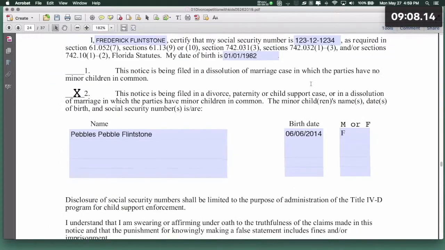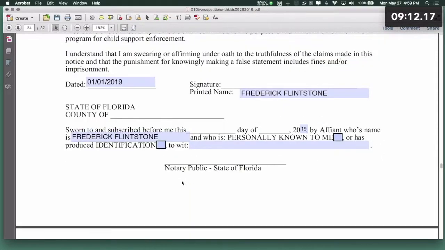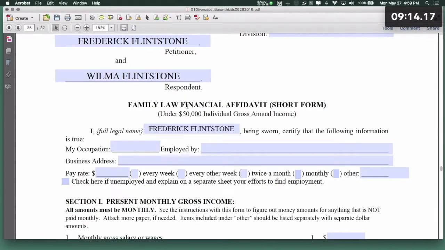All right, so the other thing we have to do, there's no Social Security number. See? All done, done, and done. All right, so the last thing you have to do is you have to do the financial affidavit. It does the math for you. The occupation, rock crusher, and employed by Mr. Slate. Company, I don't remember what it was.